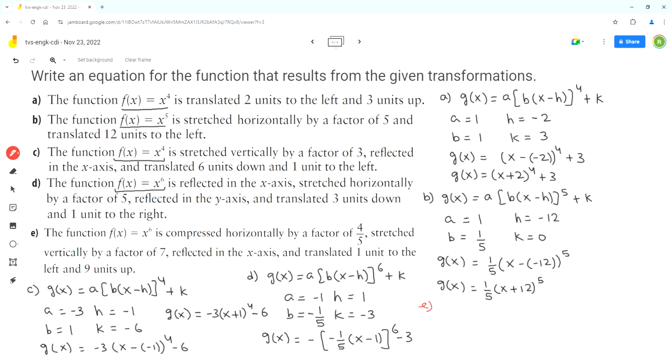The function f at x equals x to the power 6 is compressed horizontally by a factor of 4/5, stretched vertically by a factor of 7, reflected in the x-axis, and translated 1 unit to the left and 9 units up. This function has exponent 6 on the x. Let's start with the general equation. Now we can write the a, b, h, and k values.